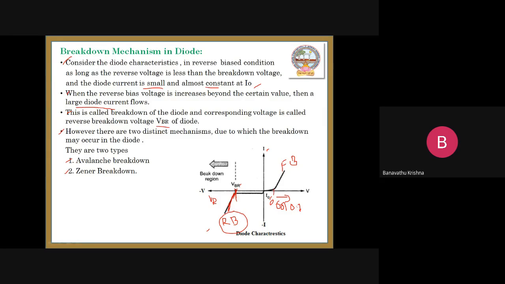When you go through avalanche breakdown and Zener breakdown, those have similar properties, but there is a slight difference. You have to observe that slight difference, then only it is easy for you. Otherwise, there is a slight confusion also. Okay, so let us go to the avalanche breakdown.